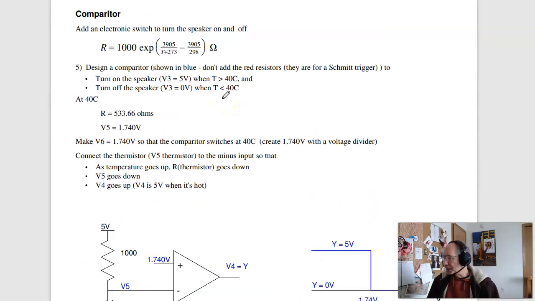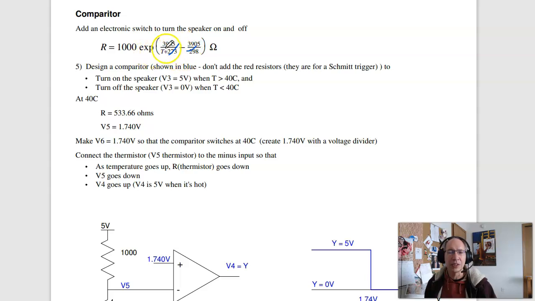Suppose instead of having it turn on and off manually, I want to have it turn on and off with a temperature. That's when I want to convert temperature to a binary output. That's a comparator. If we use a thermistor, this is the one in your lab kit, 1000 ohms at 25 Celsius, and that's just a constant, kind of like beta per transistor. The way this works, at 25 Celsius, the temperature is 298. These cancel, gives you 0, e to the 0 is 1, 1000 ohms at 25 Celsius.